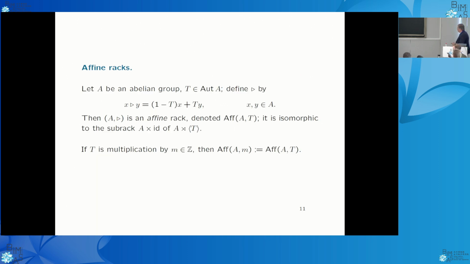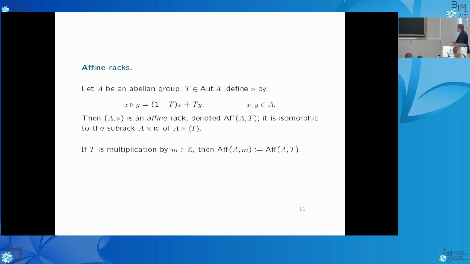Let me give you a couple of examples of racks. The first class of examples is the class of affine racks. So what is an affine rack? It's an abelian group A provided with an automorphism T such that x acting on y is defined by y minus T acting on x and T acting on y. This is a rack called affine, and it's isomorphic to a subrack of A times the identity of the semi-direct product A by the cyclic group generated by T.